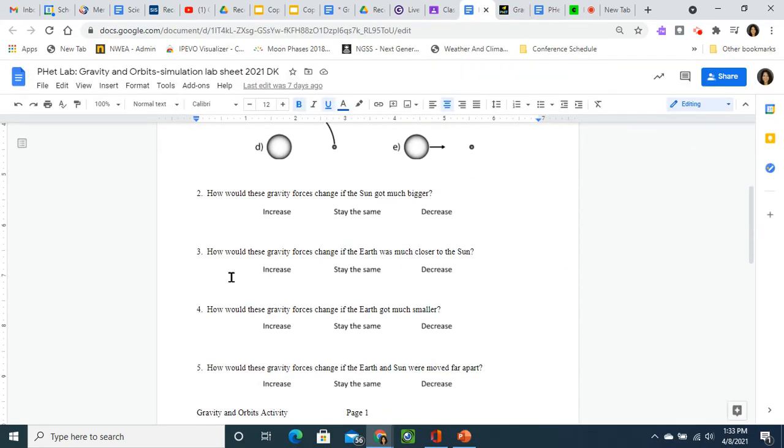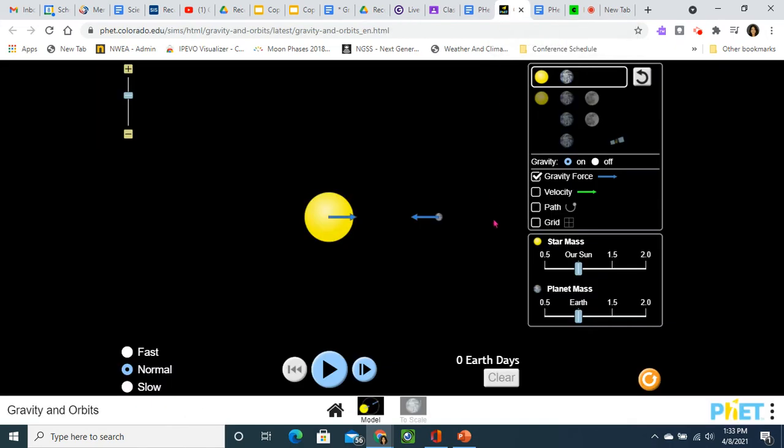Question 3 says, how would these gravity forces change if the Earth was much closer to the sun? So now we're going to change the distance. We're going to make Earth closer to the sun. Watch the arrows as we move it in. Do they increase, decrease, or stay the same? As we move it closer, that force becomes what?